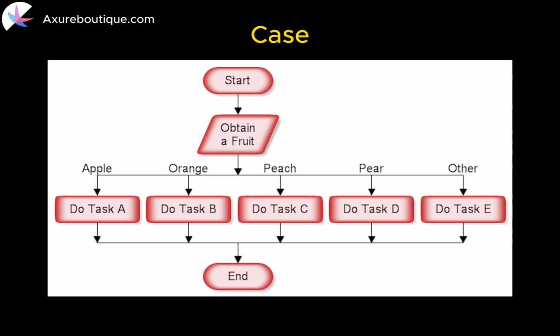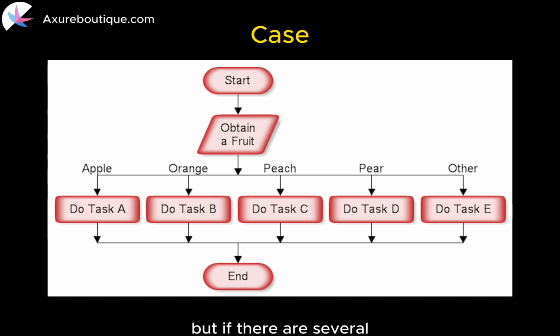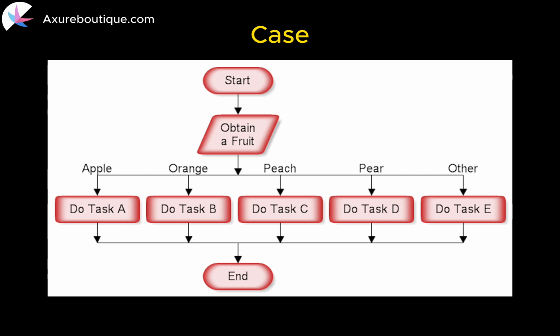Case. The structure is called the case structure or selection structure. The decision structure is great when you have only two outputs, but if there are several, it can make the flowchart look crowded. That's where the case structure comes in handy. It helps make the flowchart easier to read and save space on the paper.